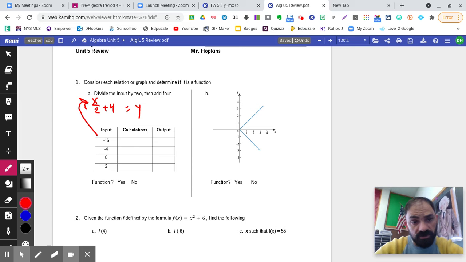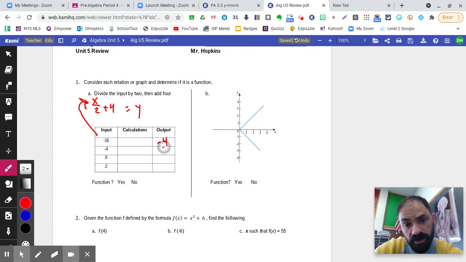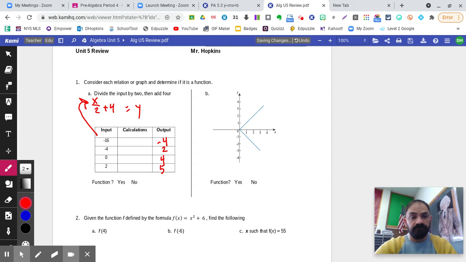So negative 16 divided by 2 is negative 8, plus 4 is negative 4. Negative 4 divided by 2 is negative 2, plus 4 is positive 2. 0 divided by 2 is 0, plus 4 is 4. And 2 divided by 2 is 1, plus 4 is 5.